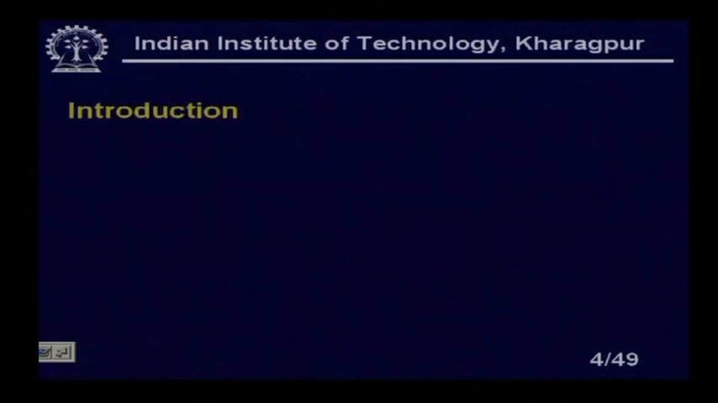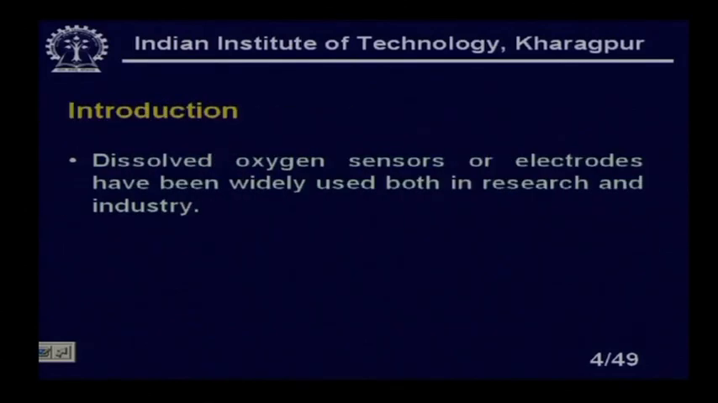Now, introduction, let us see. Dissolved oxygen sensors or electrodes have been widely used both in research and industry. In academics also we are using this probe to measure the dissolved oxygen concentration, and industries also, where they are producing some biotechnological products like medicines, your antibody, then antibiotics, all those things, you will need this type of sensor.